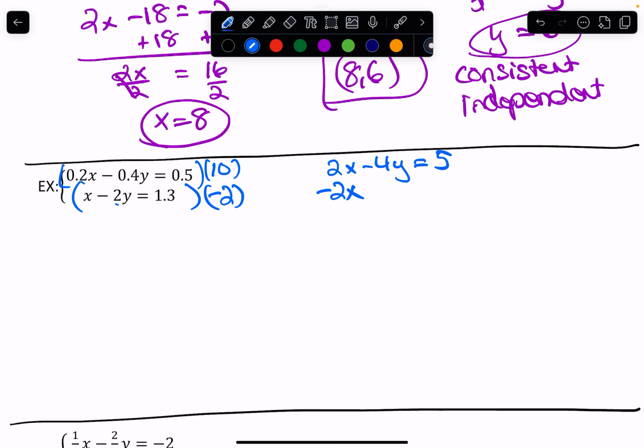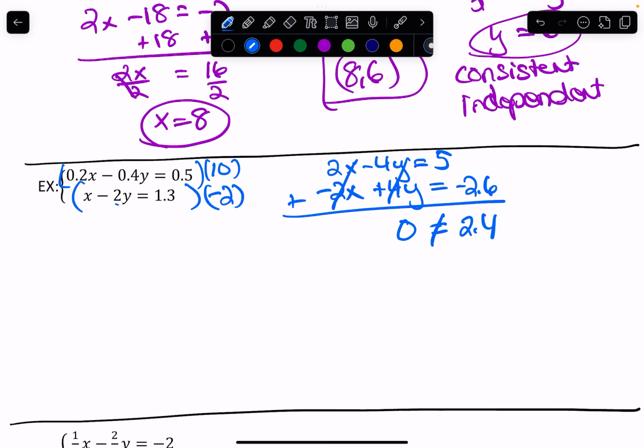Negative 2 times negative 2 for the y is going to be plus 4y. And then negative 2 times 1.3 is going to be negative 2.6. We're going to add, well, these cancel out, so that's going to end up being 0 on the left. And on the right, we get 2.4. Well, that's not true. That is false. So that means that we have no solution.